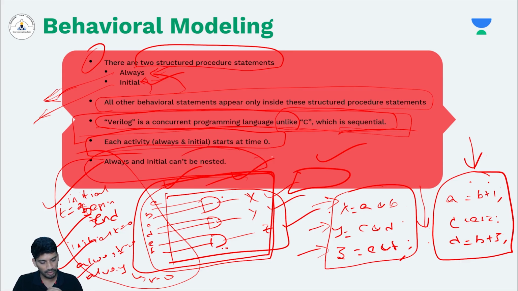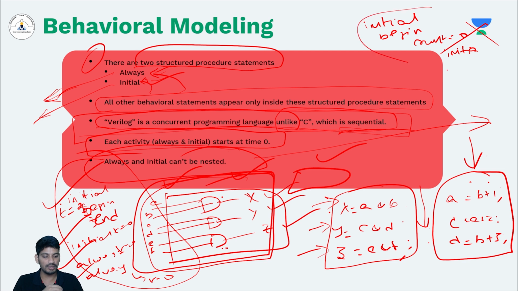The most important thing you should remember is they should not be nested. You cannot nest an initial block inside an initial block or an always block inside an always block. Nested means you have one initial block and you have written some statements like initial begin count is equal to 0. Then again, if you want to do an initial inside this, it is not allowed. This will give you a syntactical error. So nesting of initial blocks or even nesting of always blocks is not allowed in Verilog.